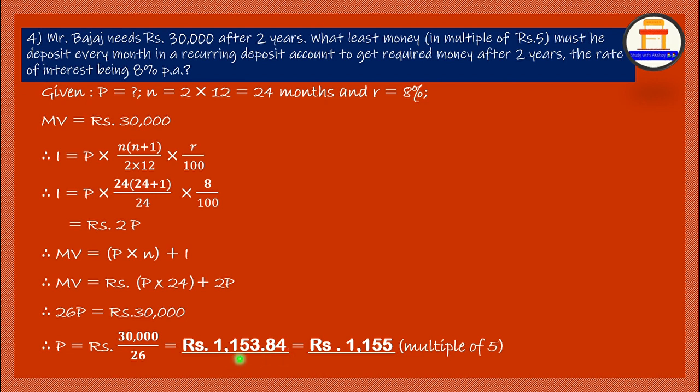So 1,153.84 is not a multiple of 5. So we have to bring it to the multiple of 5. So 1,155 is a multiple of 5. So that is the principal amount. Such kind of tricky question might come in your board paper as well. Please do concentrate on such kinds of tricky questions.